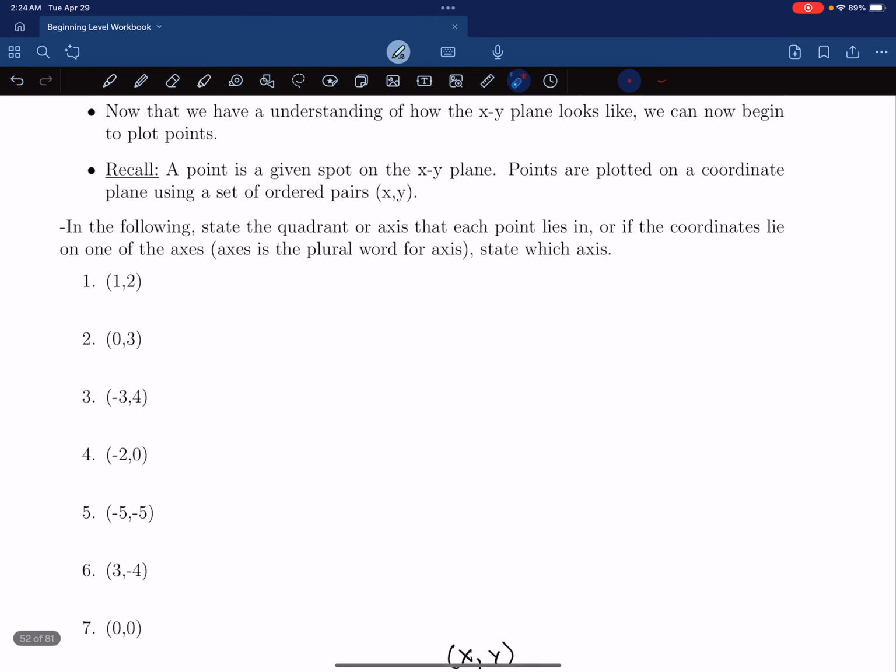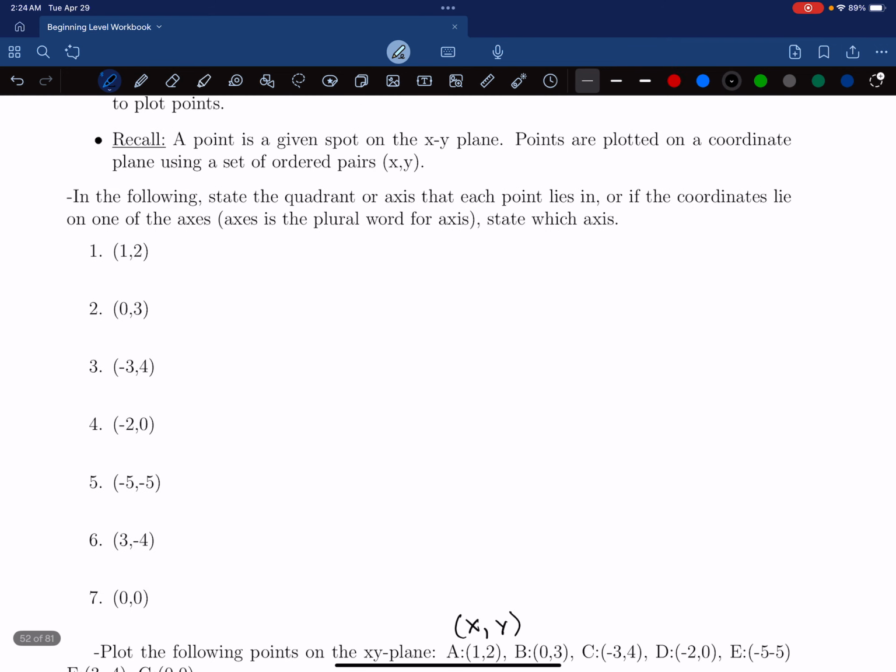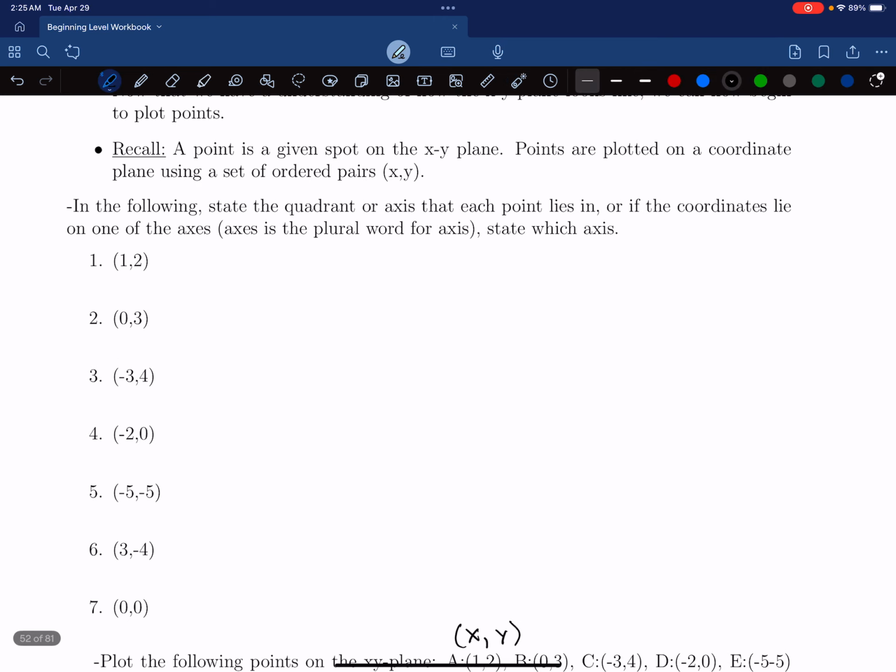So now going back up to this first part, we are going to take all that information and determine if the following points lie in a quadrant or an axis. And if they do lie in the axis, we have to state whether or not they lie in the x-axis or the y-axis. So I encourage you to pause the video and work through all of these on your own. Now let's work through them together.